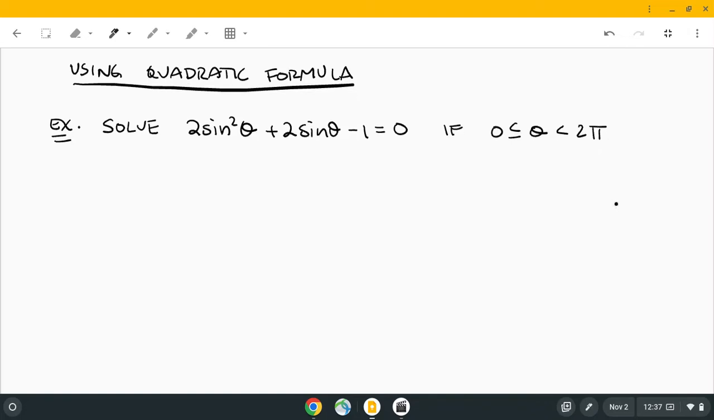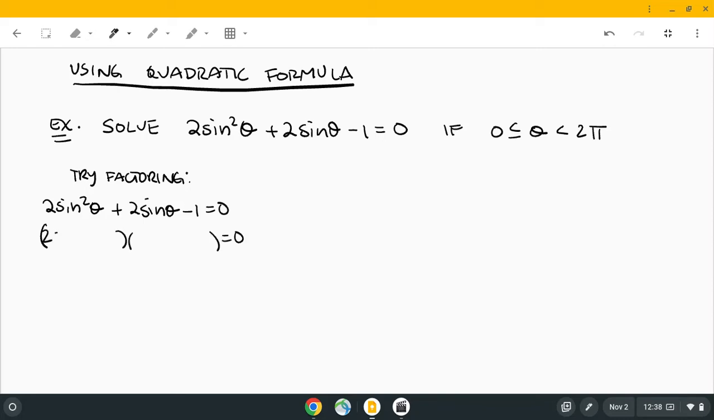Okay, so you can try factoring here. I'll go off to the side, because we can't really tell off the bat if it's factorable or not until we actually try it. So if I try factoring this, I get 2 sine theta here, sine theta here. One of these has to be positive, the other one has to be negative, and it's just 1 and 1. And no matter how I rearrange this, I'm not going to get this middle term.